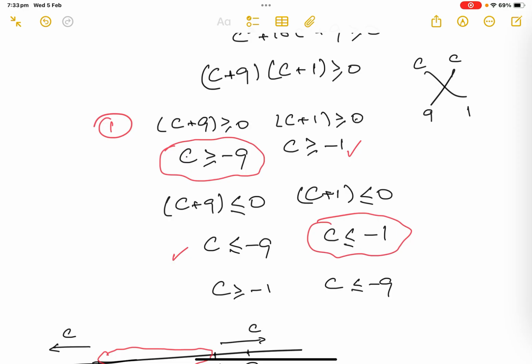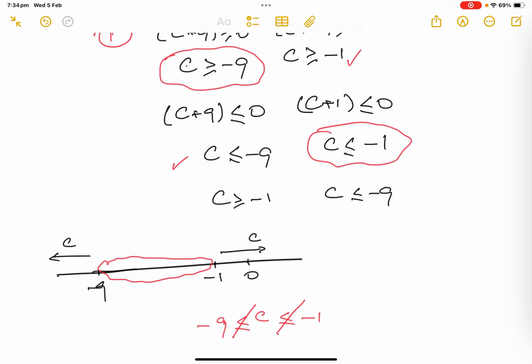C is less than or equal to 9. That covers the less than or equal to 1 case. If it's less than or equal to 9, that has to be less than or equal to 1. So the two values c will have: either c is greater than minus 1 or less than minus 9.